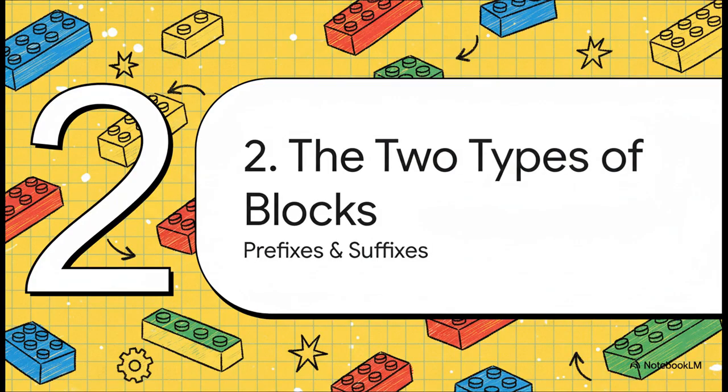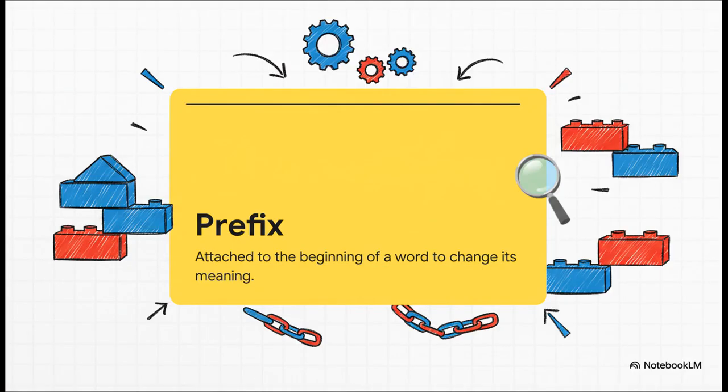Okay, so let's get to know our toolkit a little better. There are really two main types of blocks that we use to build almost every single complex word in the English language. First up, we've got the prefix. This is a piece you snap right onto the beginning of a root word. Think about un in unhappy, which just means not happy, or re in rewrite, which means to write again. See? It totally changes the core meaning.